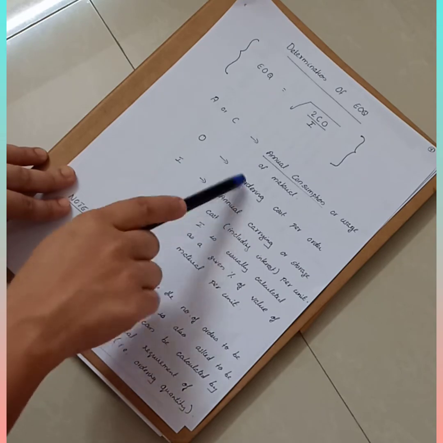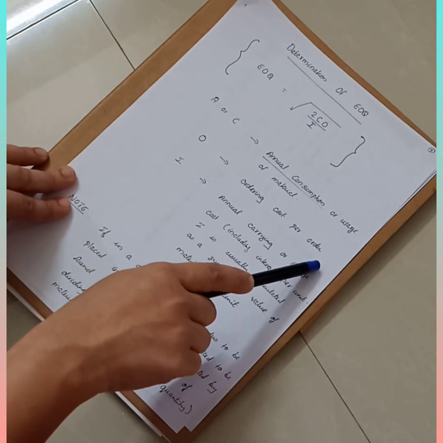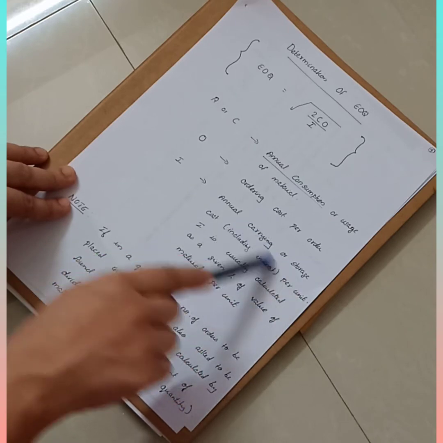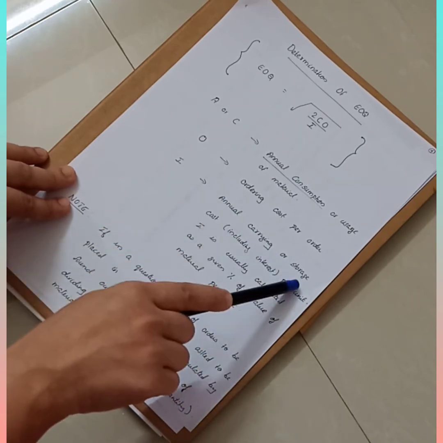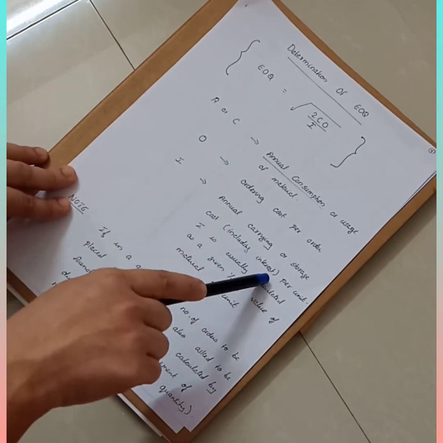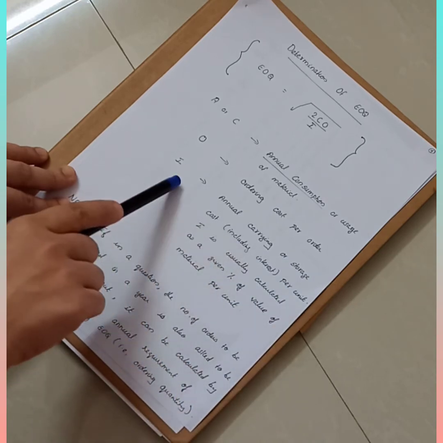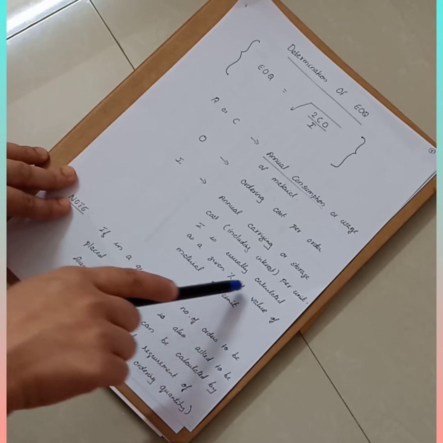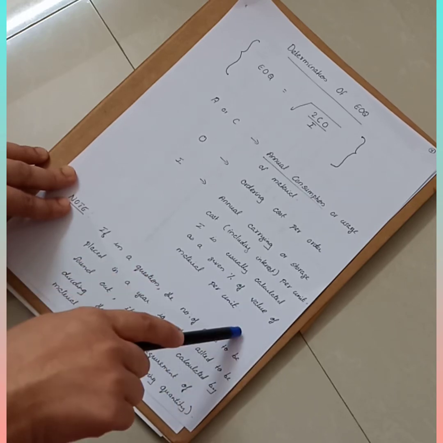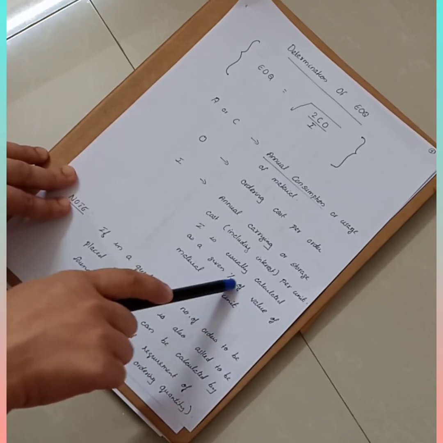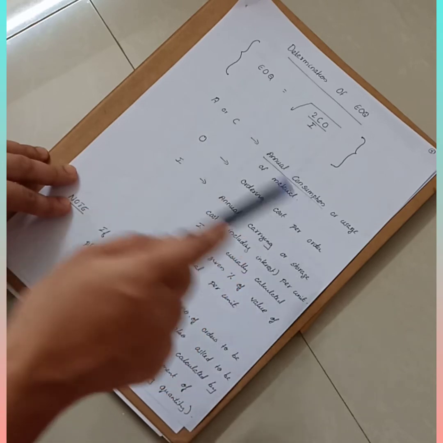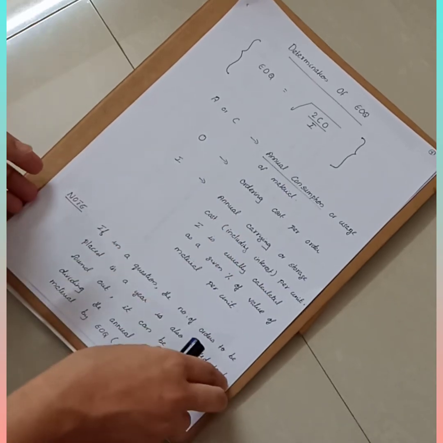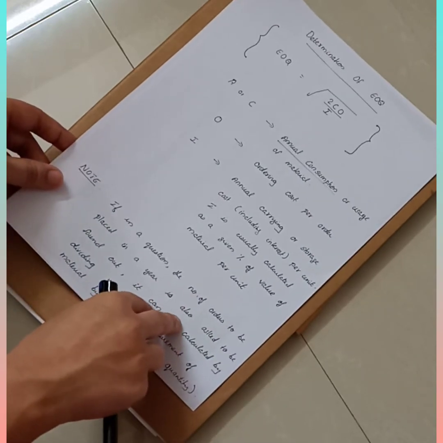Then O represents the ordering cost per order, and I represents the annual carrying or storage cost. Here also again it is annual carrying or storage cost including the interest per unit. So this I is usually calculated as given in percentage of value of material per unit. It depends upon the problem, so we will see how it is after doing a problem.